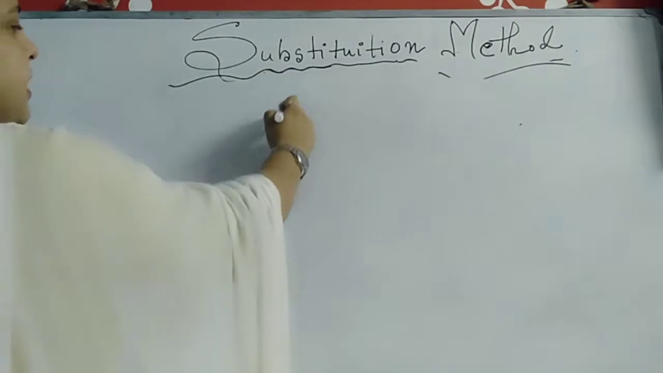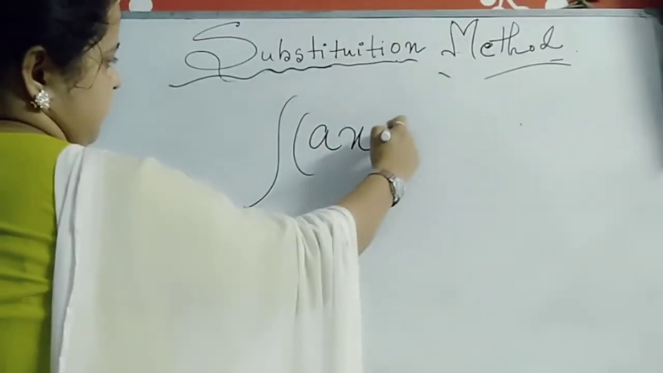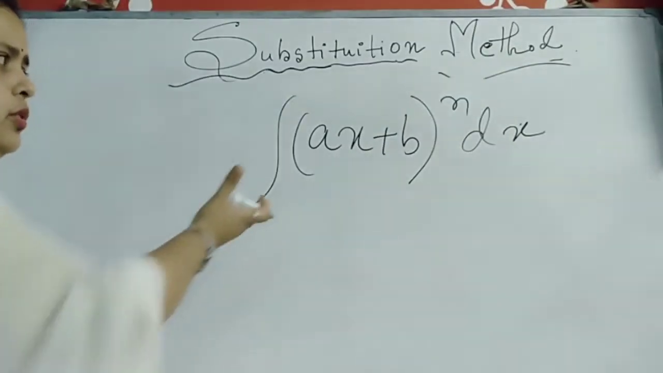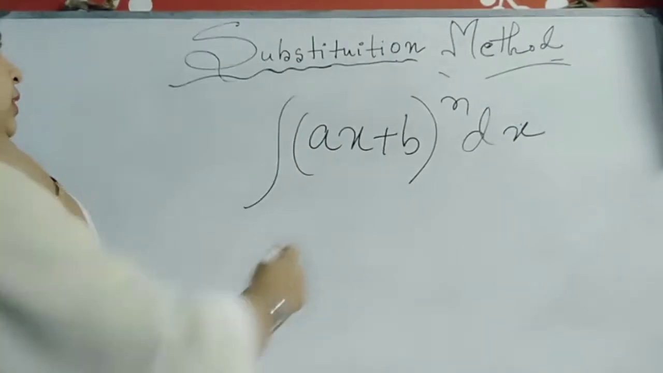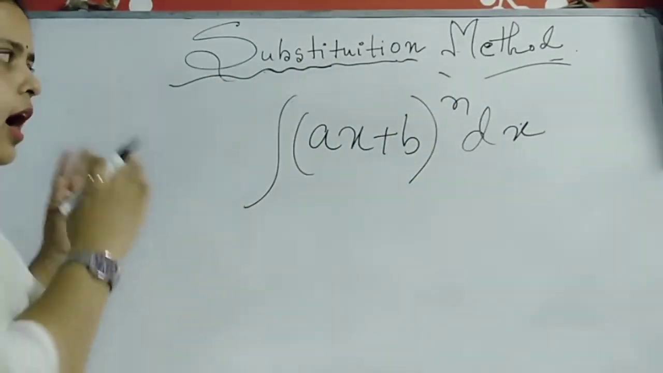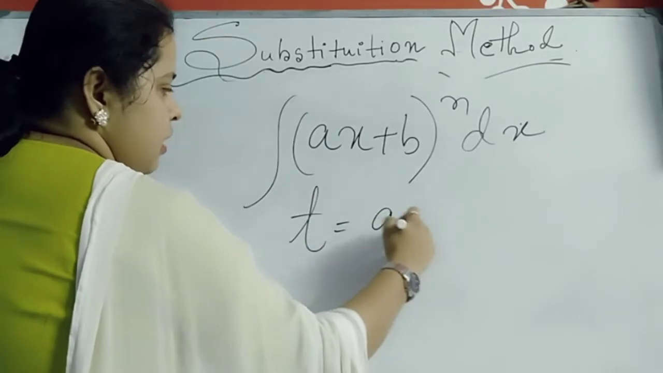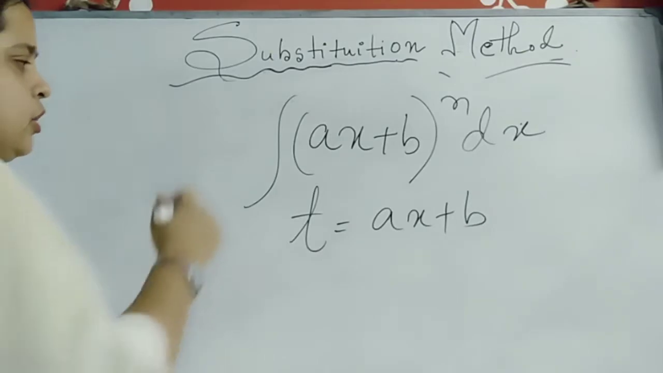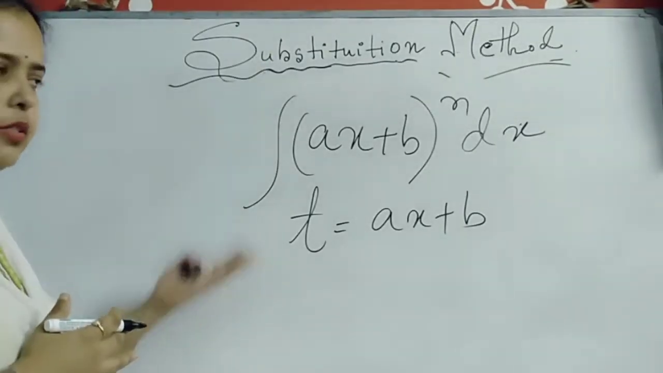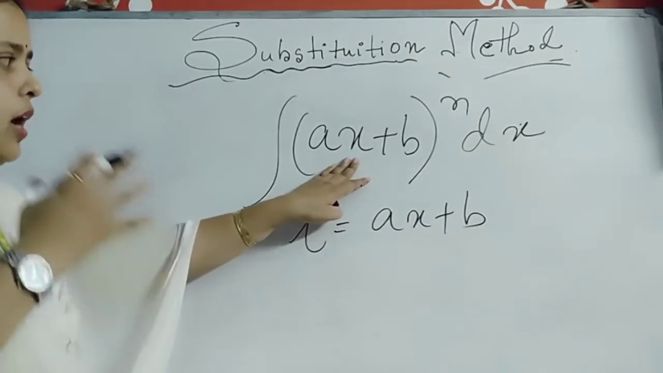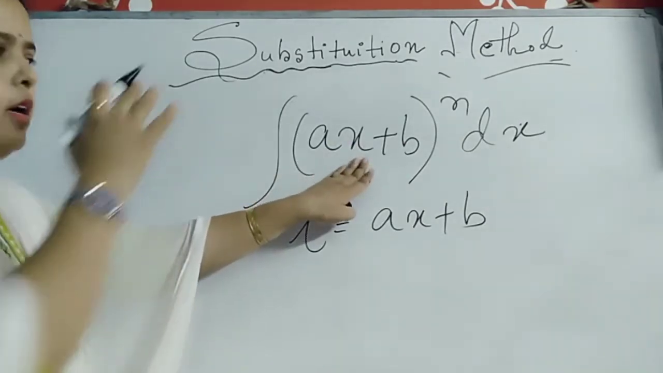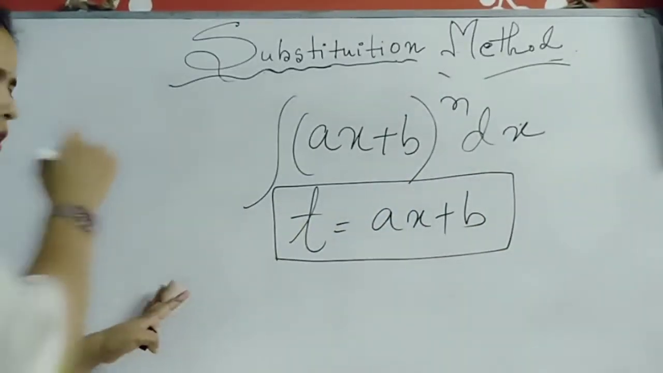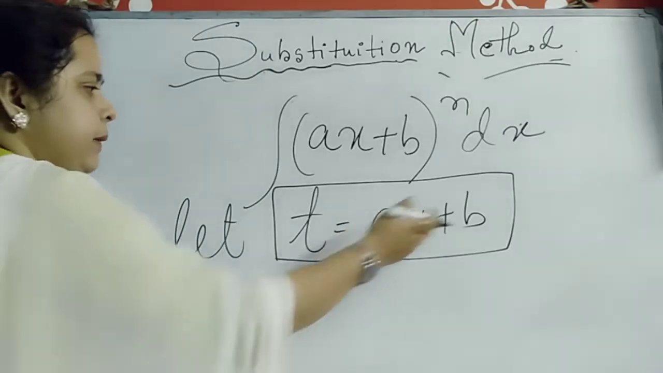Today I will be taking a general integrand. Say this one, and I am telling you to solve it. So definitely here, t is equal to ax plus b. Our perspective here is to reduce this particular thing. So let us substitute this particular ax plus b as a new variable, say t. So let t be this.